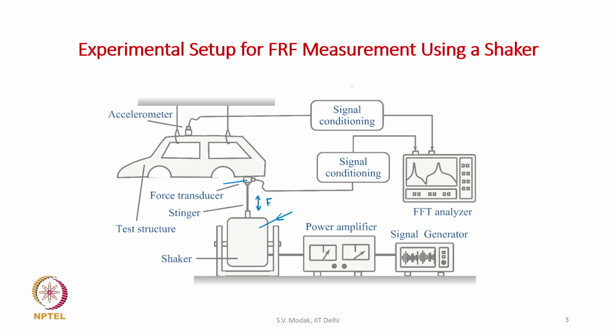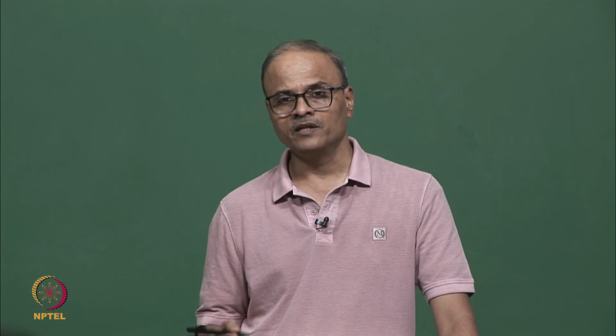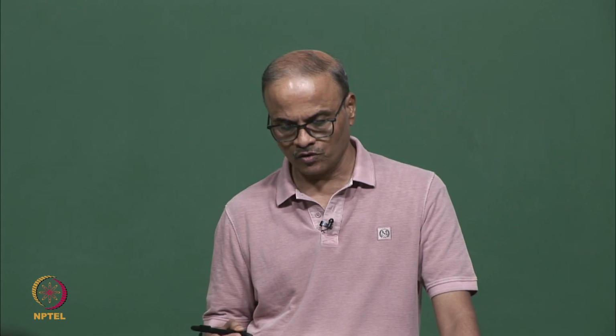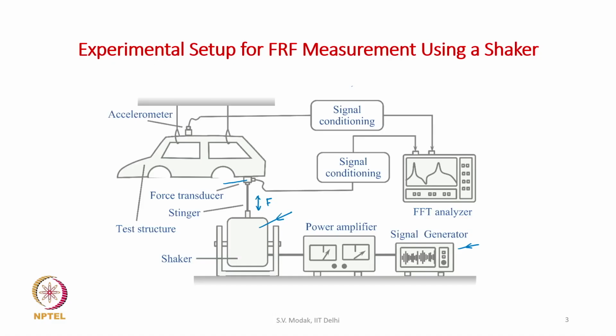Now the shaker is driven by a signal generator, right. You can see this is the signal generator, and then any specific signal of desired frequency range and properties can be generated, and this is used in order to drive the shaker. The output of the signal generator is a low power signal.